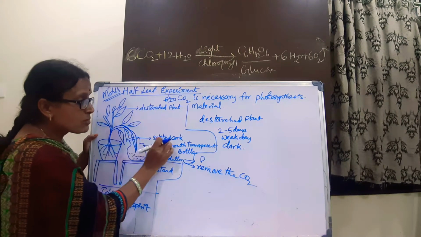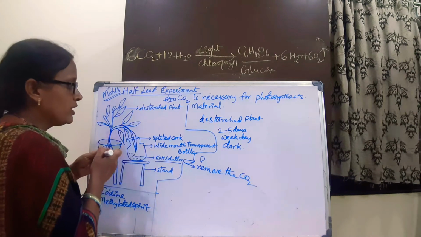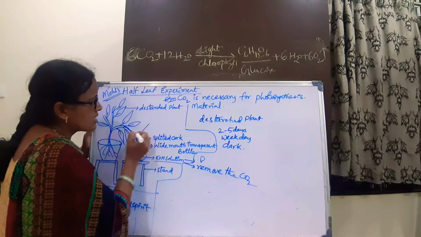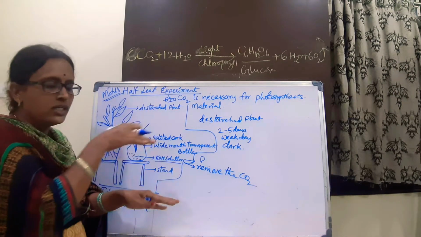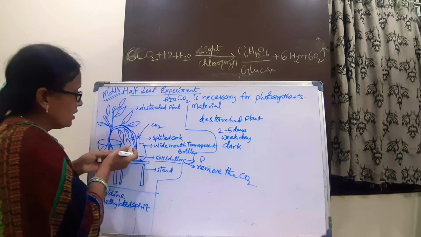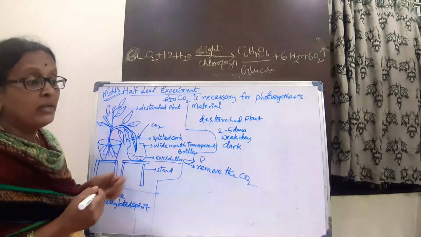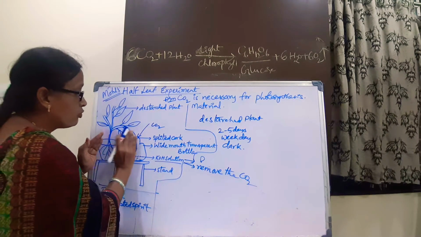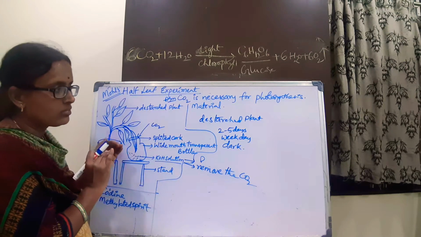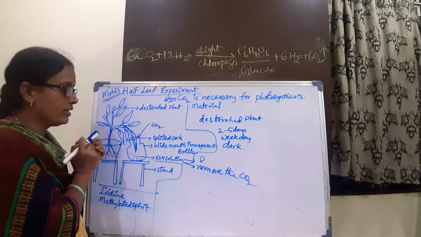And we are using the slitted cork to insert the leaf. In this experiment, to avoid the entry of other gases, if you put the bottle loosely, there is a chance of entry of carbon dioxide and other air. With that, carbon dioxide may enter, so our total experiment may be spoiled. To avoid that, we are going to apply grease or Vaseline to stop the entry of other gases.